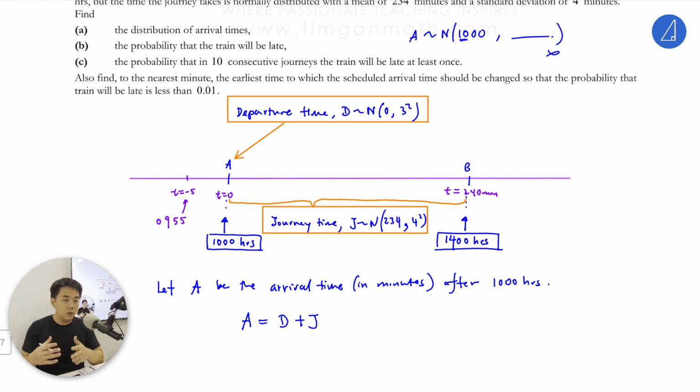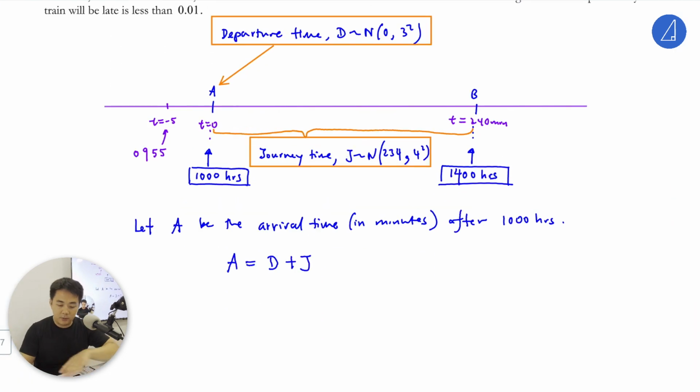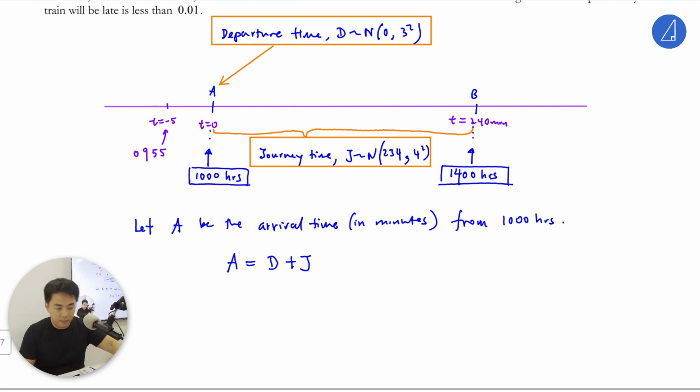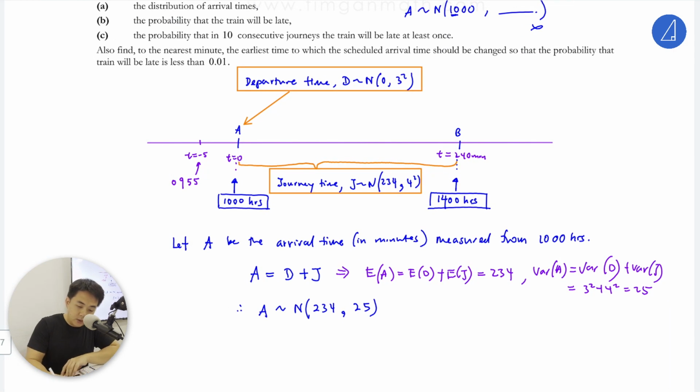Essentially you need to decide what time you leave train station A. The departure time has a standard deviation of 3 minutes. Then your journey time, you just add it up, measured from 10 a.m. So A equals D plus J. This will just be a normal distribution with mean 234 and variance 3 squared plus 4 squared, which is 25. That's the distribution of arrival time.